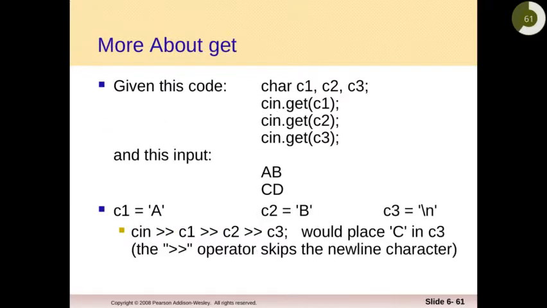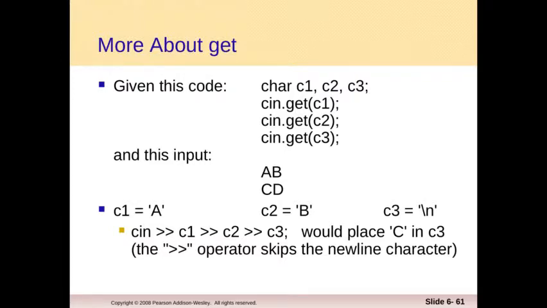So here's an example that illustrates how get works differently to the extraction operation. Let's say we have three variables, C1, C2, and C3, and we have these three get member function calls. And this is the input that we're seeing from the user. cin.get(C1) gets the capital A, cin.get(C2) gets the capital B, and then cin.get(C3) gets the new line that is here, that the user has to have entered in order to go to the next line.